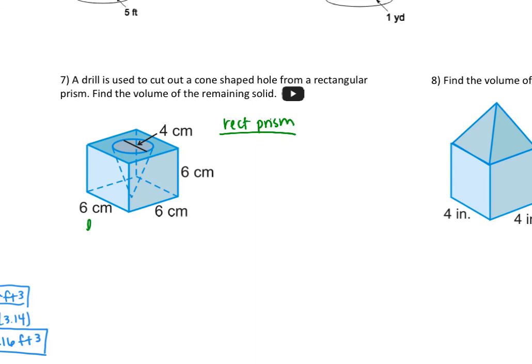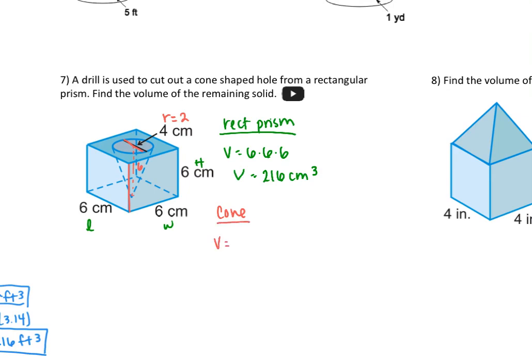And the way we find the volume of a rectangular prism is we do length times width times height. So the volume is just going to be 6 times 6 times 6, which is 216. And then we're going to find the volume of the cone. So the cone has a diameter of 4, which means my radius is 2, and the height of the cone is the same height as the height of the prism. So my height is going to be 6.